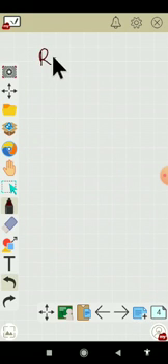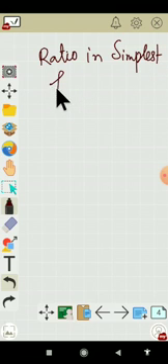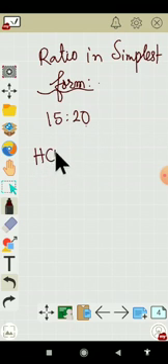Ratio in simplest form. So how do you make any ratio in simplest form? Suppose it is given 15 is to 20. So we have to check whether the HCF of 15 and 20 is 1 or not. If it is not 1, then we have to divide each term by the HCF of 15 and 20.